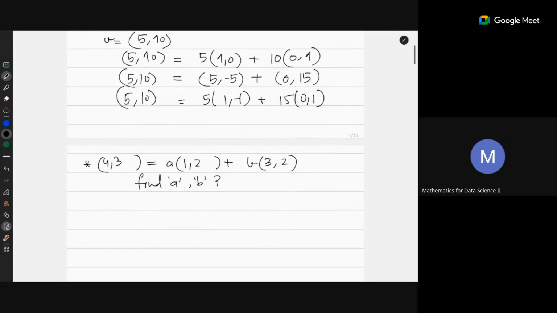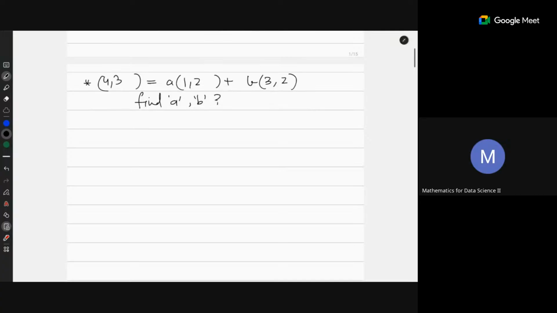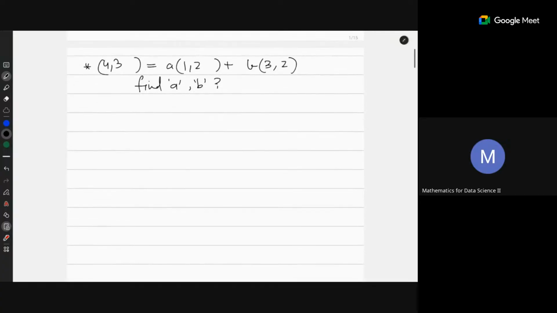So this is what you saw last time. Now it is valid to ask, when you have a vector, how do you express that vector as a linear combination of two given vectors? Let's say you need to express the vector (4, 3) in terms of the vector (1, 2) and the vector (3, 2). You assume that the coefficient of (1, 2) is A and the coefficient of (3, 2) is B, and now you need to find A and B. So how do we do that?